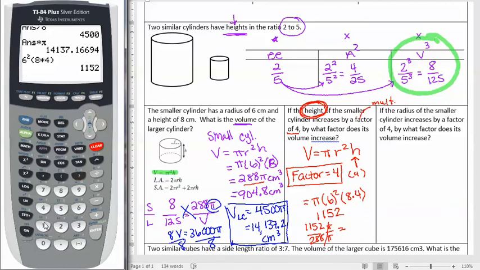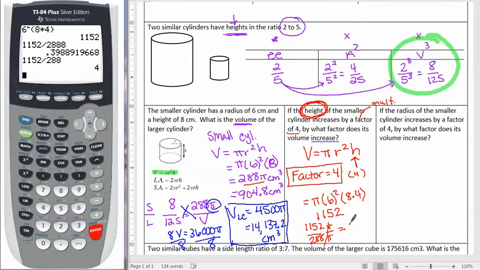And when I do that in my calculator, 1,152 divided by 288, what do I get? I get 4. So that's how I know that I'm correct. That's kind of like my little check mark. So if worst comes to worst, especially on an untimed test like the SOL, I can always plug it back in. I'm not going to show you that for this.